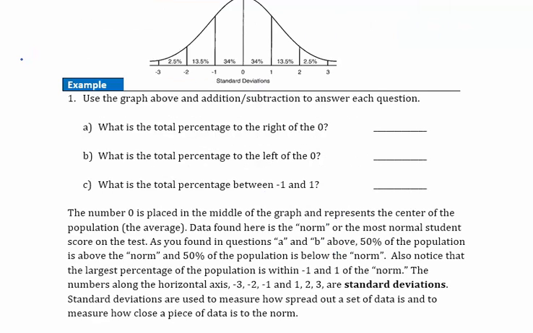Let's take a look now at an example here. Use the graph above and addition or subtraction to answer each of the questions. Let's have you go ahead and try to answer these questions as we go here. I'll follow up with you in the video, but I think we're ready to answer some of these questions.